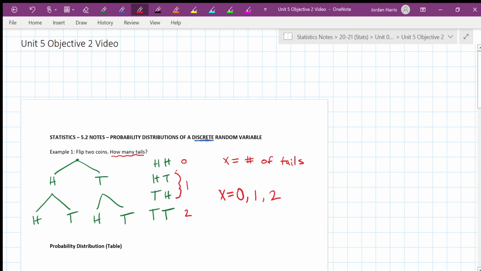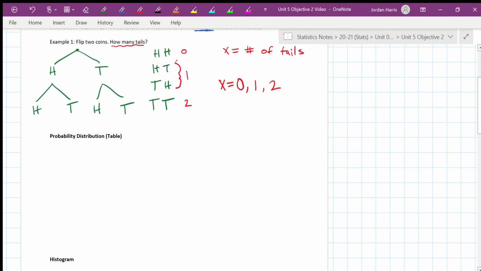0 tails when I get heads on both coins, 1 tails when I get 1 tails and 1 heads, and then 2 tails when I get tails on both coins. The interesting thing is, notice when we're thinking about probability, the probability of getting only 1 tails is higher than getting 0 or 2 because there's 2 ways that I can get 1 tails, whereas only 1 way to get 0 or 2. And so how we represent that is with a probability distribution. So this is your new term, and instead of completely defining it right now, you can look in the book and read the definition, we're going to look at an example.